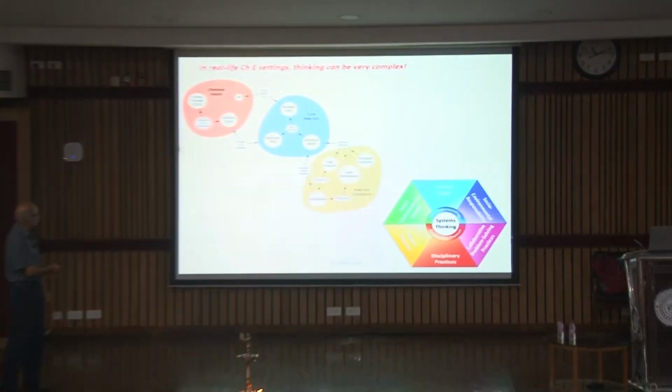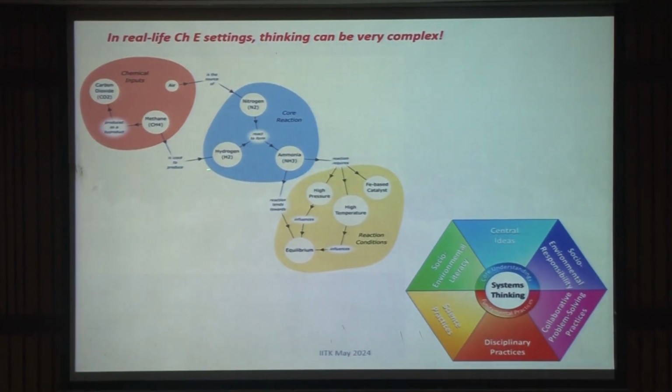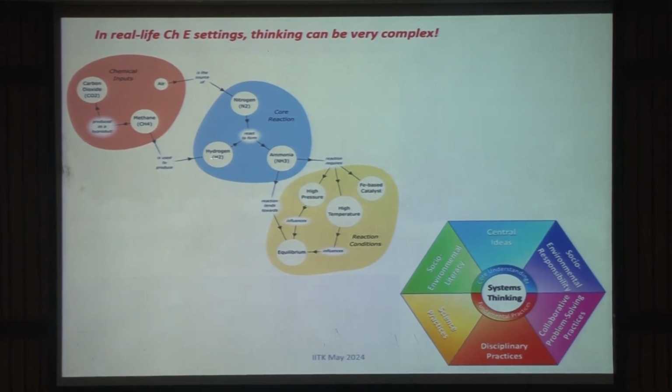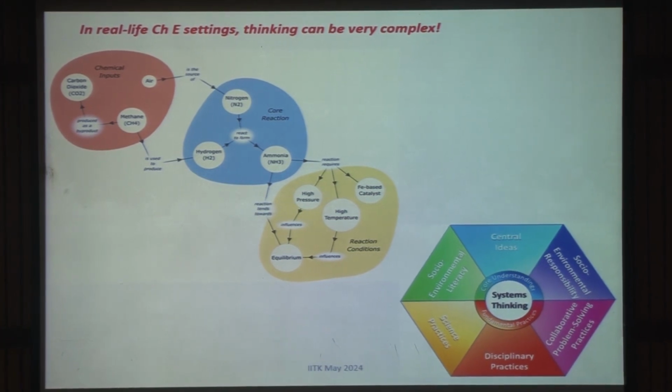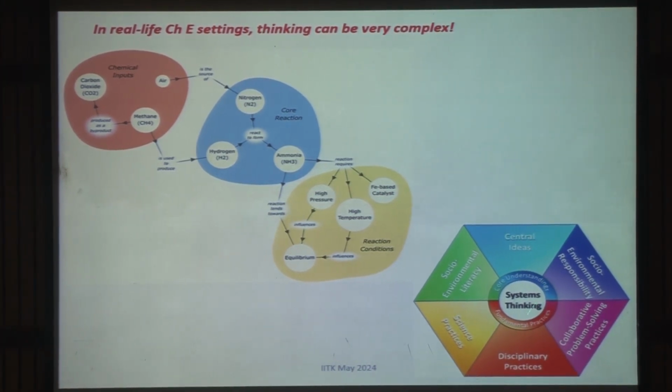Okay. In real life settings, chemical engineering thinking can be a little more complex. So here is an example, chemical inputs. I'm using air for nitrogen. I need methane to produce hydrogen, ammonia, and all that. These are the parameters. So you should get into a system of systems thinking. What are your central ideas?